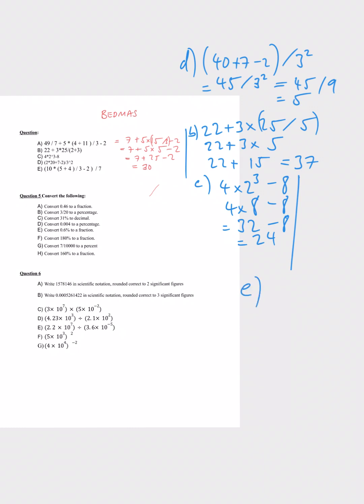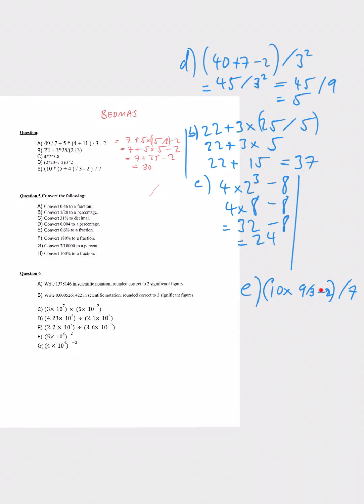Finally, part E. I'll go over here for E. It's a bit of a mess, but that's all right. We have 2 sets of brackets, one inside the other here. So that first outer bracket, overall, gets divided by 7. Inside there, the first thing I'll do is this 5 plus 4. So that 5 plus 4 is going to be 9. So it's 10 times 9 divided by 3 minus 2.